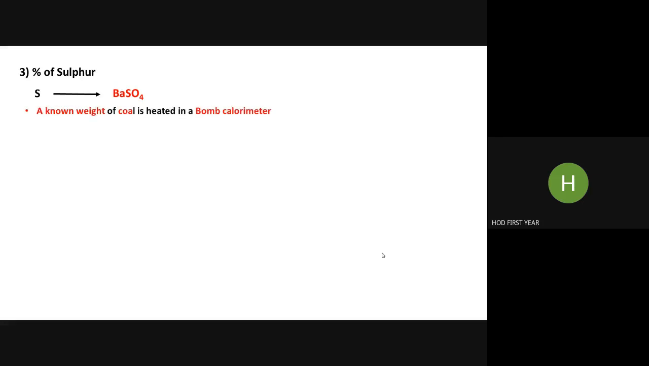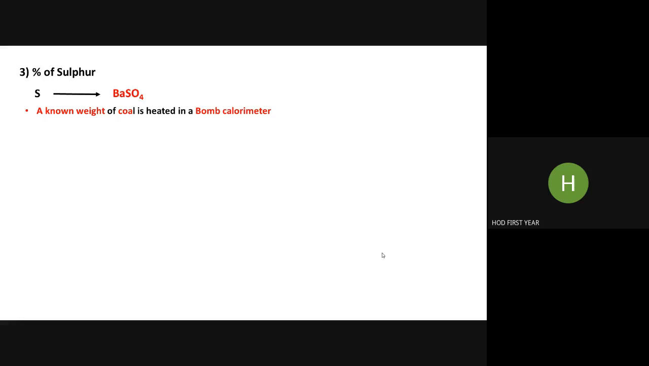The first step is a known weight of coal is heated in a calorimeter. So here a bomb calorimeter is mentioned, an apparatus used to determine calorific value of coal. There is a process. It was previously there in the syllabus. Now it is removed from the syllabus. Okay. So a known weight of coal is heated in a bomb calorimeter. What would happen? All elements present in coal will undergo combustion.